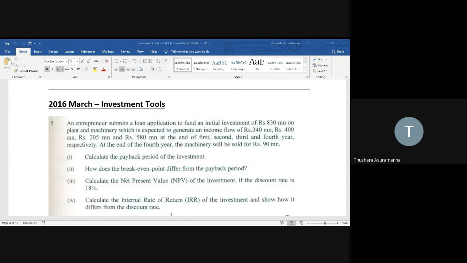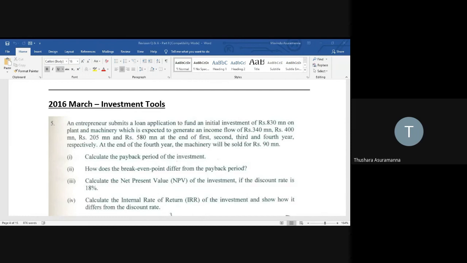How is the break even different from payback? The third one is NPV, discounting at 18%. Then IRR computation, and how it differs from the discounting rate. So there are 4 things that we need to do, 20 marks.